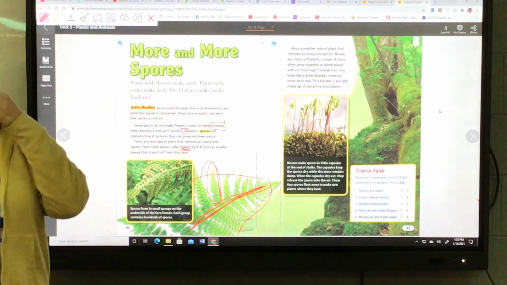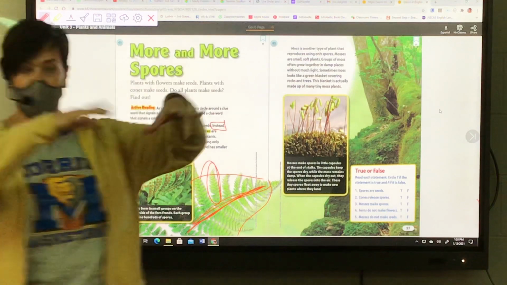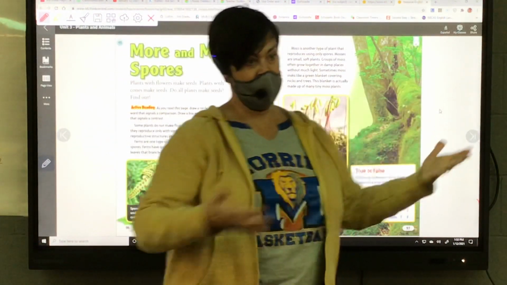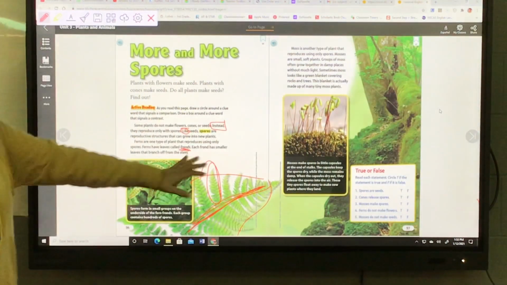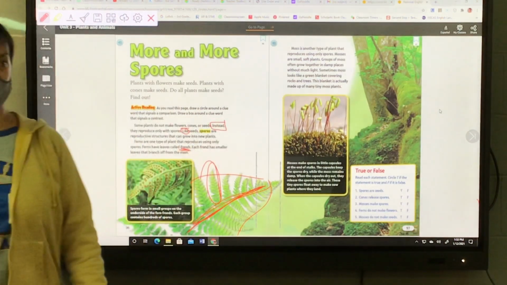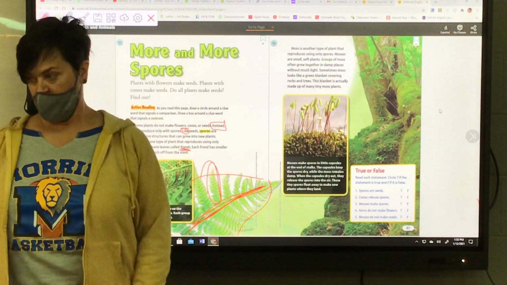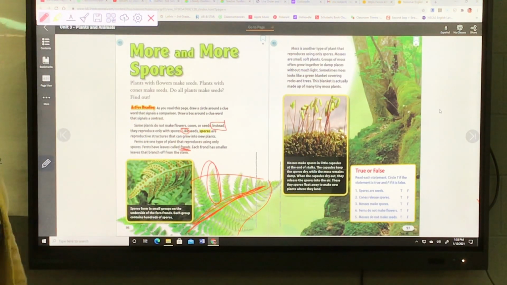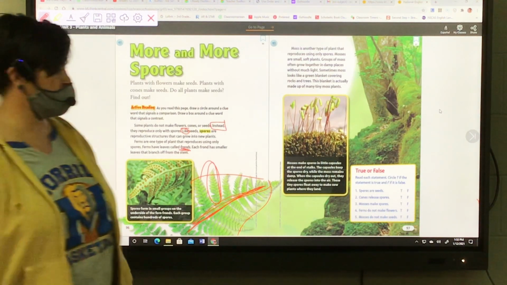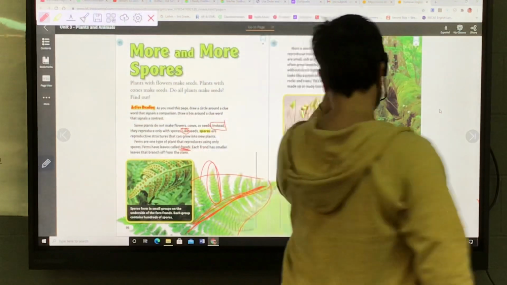Can that happen with seeds too? Can seeds float away? Yep. Do you think some animals knock those open too? The capsules that have the spores in them? Probably so. Okay, let's take a look at the true false questions. There's 5 of them. We're just going to circle the T if it's true or the F if it's false.